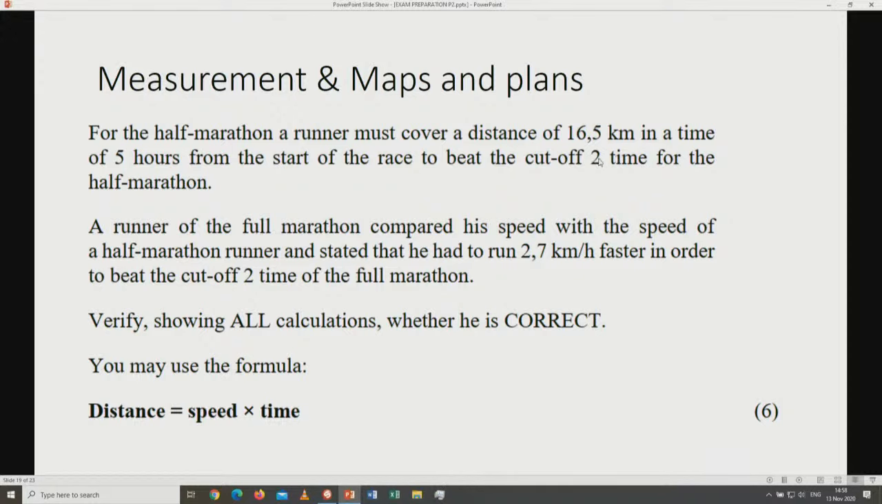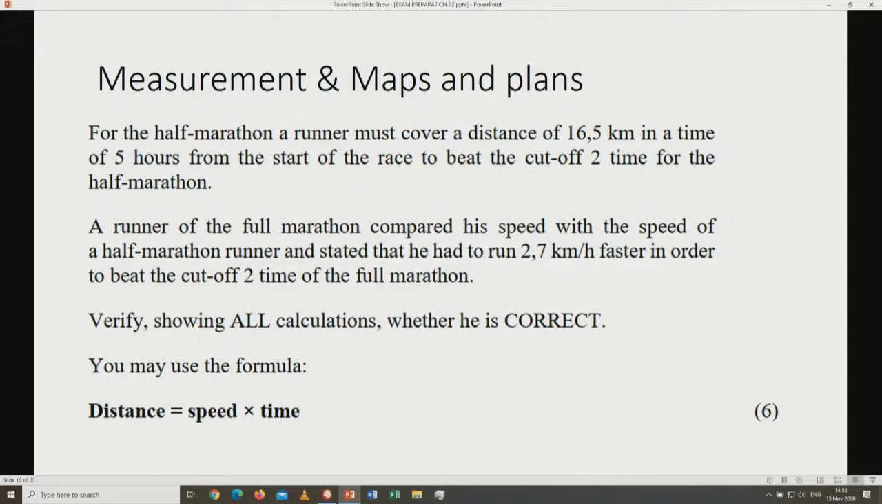The cut-off 2 time. Now, if you go back to the map, you will see there's different cut-off times for the half marathon. A runner of the full marathon compared his speed with the speed of a half marathon runner, and stated that he had to run 2.7 kilometers per hour faster in order to beat that cut-off 2 time of the full marathon. Verify showing all calculations whether he is correct.